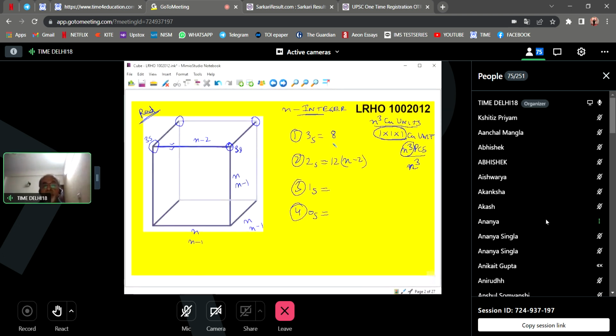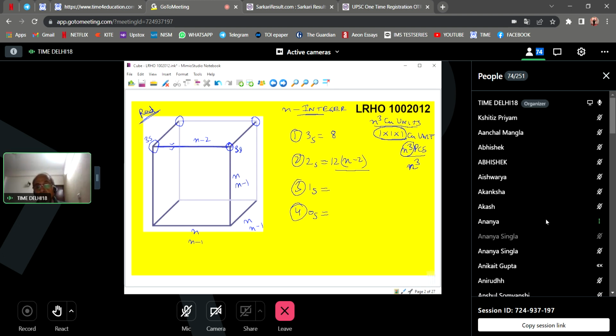Fine, everyone. 3 side painted: how many pieces? 8 pieces. 2 side painted: is this clear to everyone? I hope there's no problem with this. 12 edges, and on each edge n minus 2 pieces. Now we move to one side painted.